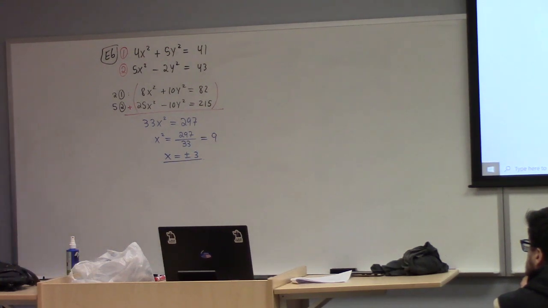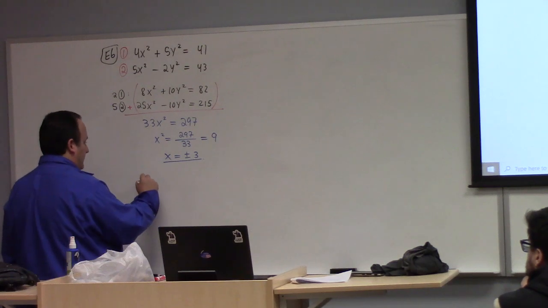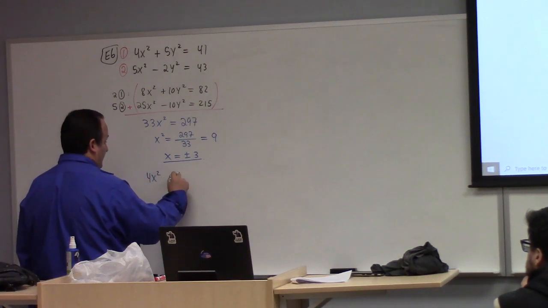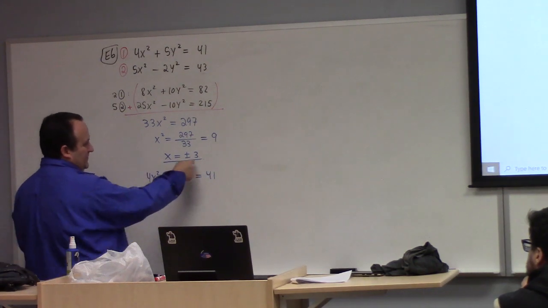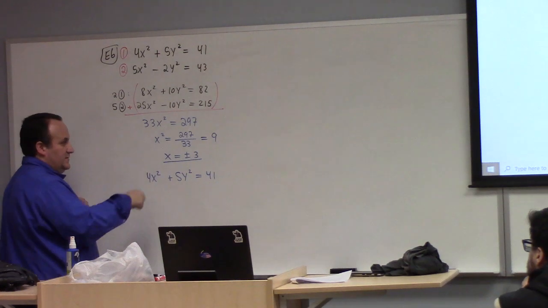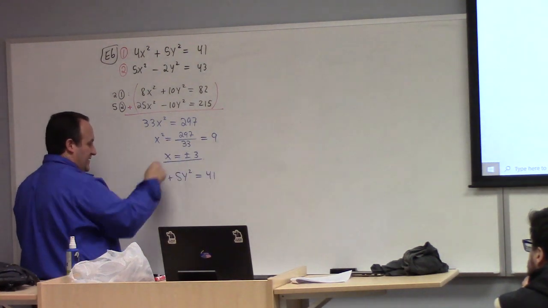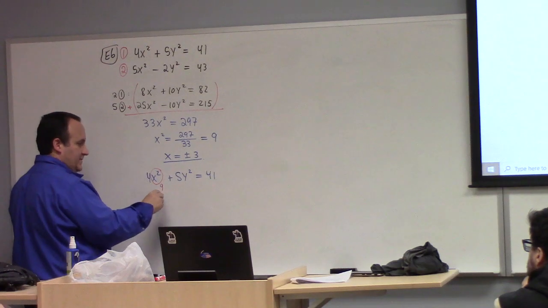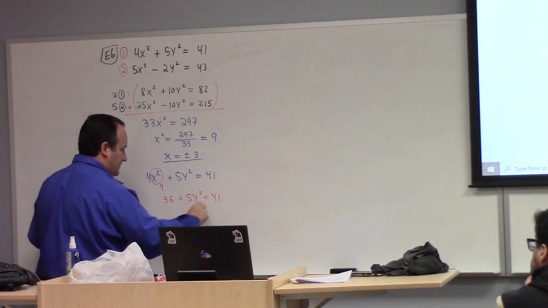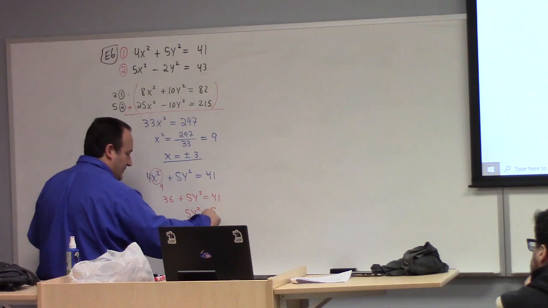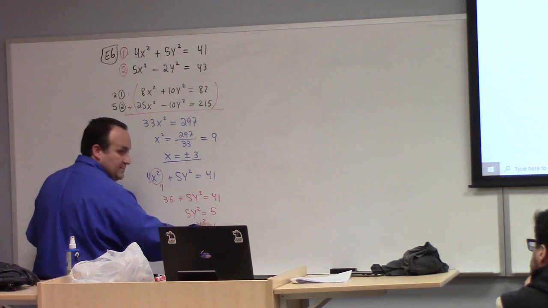Now, how do I find y? Pick either equation 1 or 2, plug it back in, right? So we've got 4x squared plus 5y squared equals 41. But notice, we don't plug this in. Be smarter about it. Plug x squared is 9 in, so this is 36. Plus 5y squared equals 41. So 5y squared is equal to 41 minus 36, which is 5. So y squared is 1.